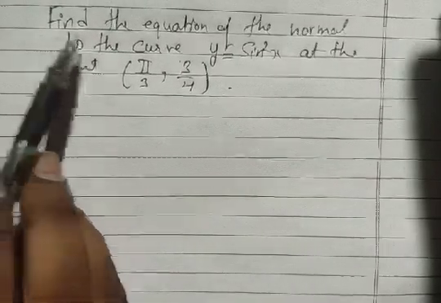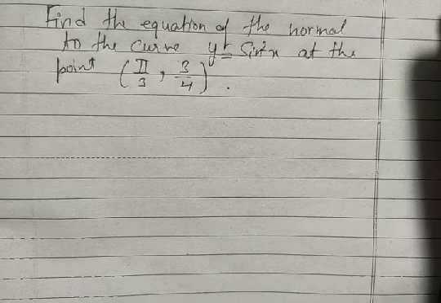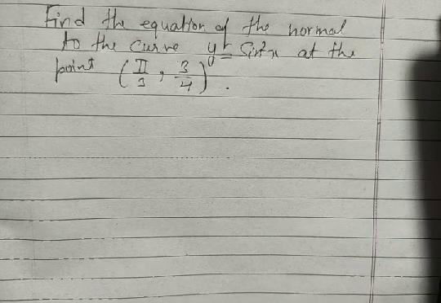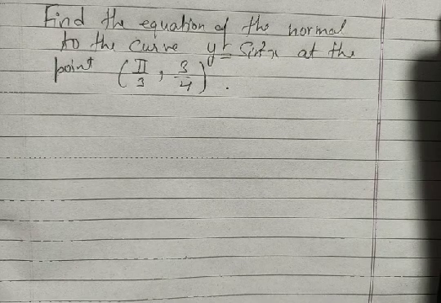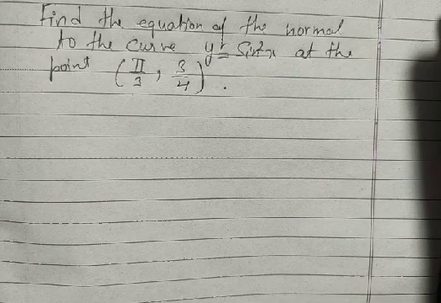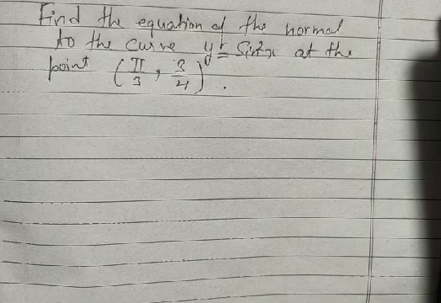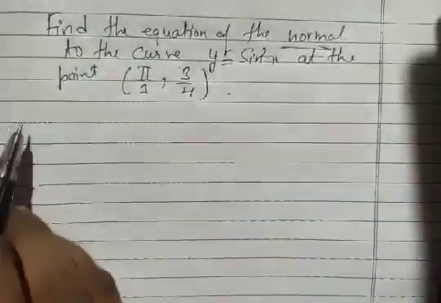What is given there? Find the equation of the normal to the curve y equal to sin square x at the point pi by 3 comma 3 by 4. Now here we have to find the equation of the normal. Till now we were finding the equation of tangent, but this is a normal based problem.